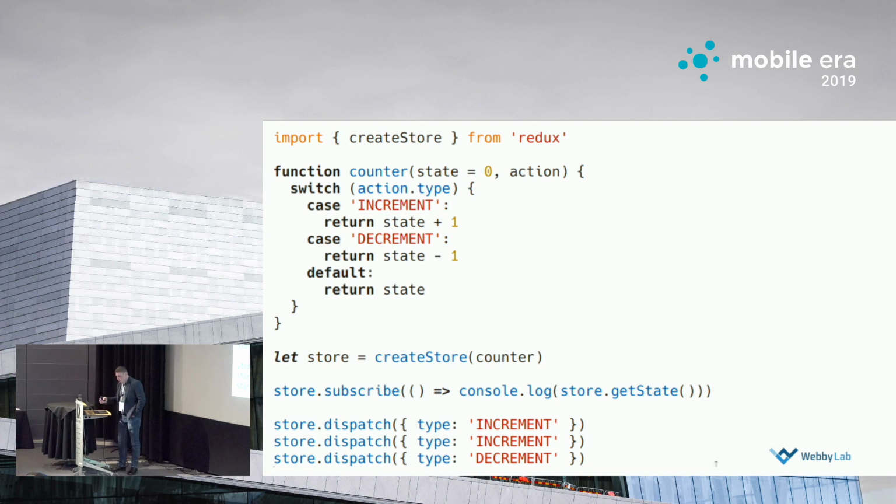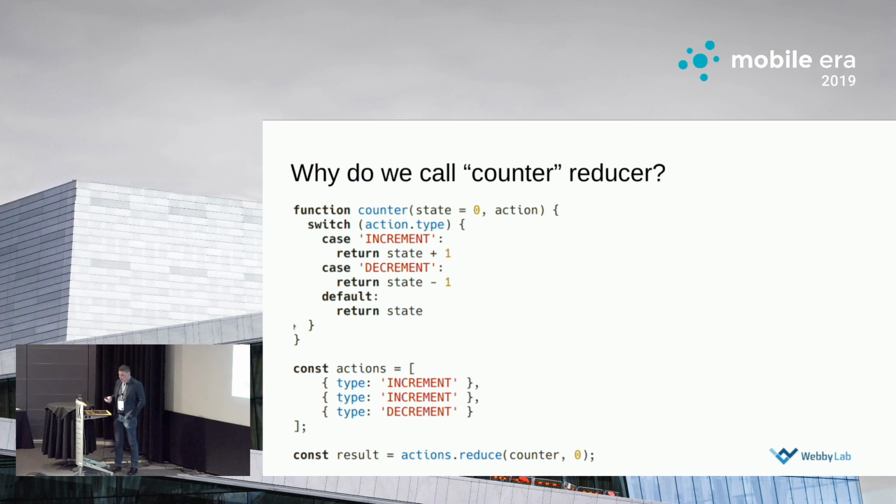And why do we call this counter function a reducer? Because it's a function that we can pass to reduce. I guess almost every language has a reduce method or fold method. What we have here is an array of actions. We call reduce on these actions, and this function will reduce this list to one value. That's it.